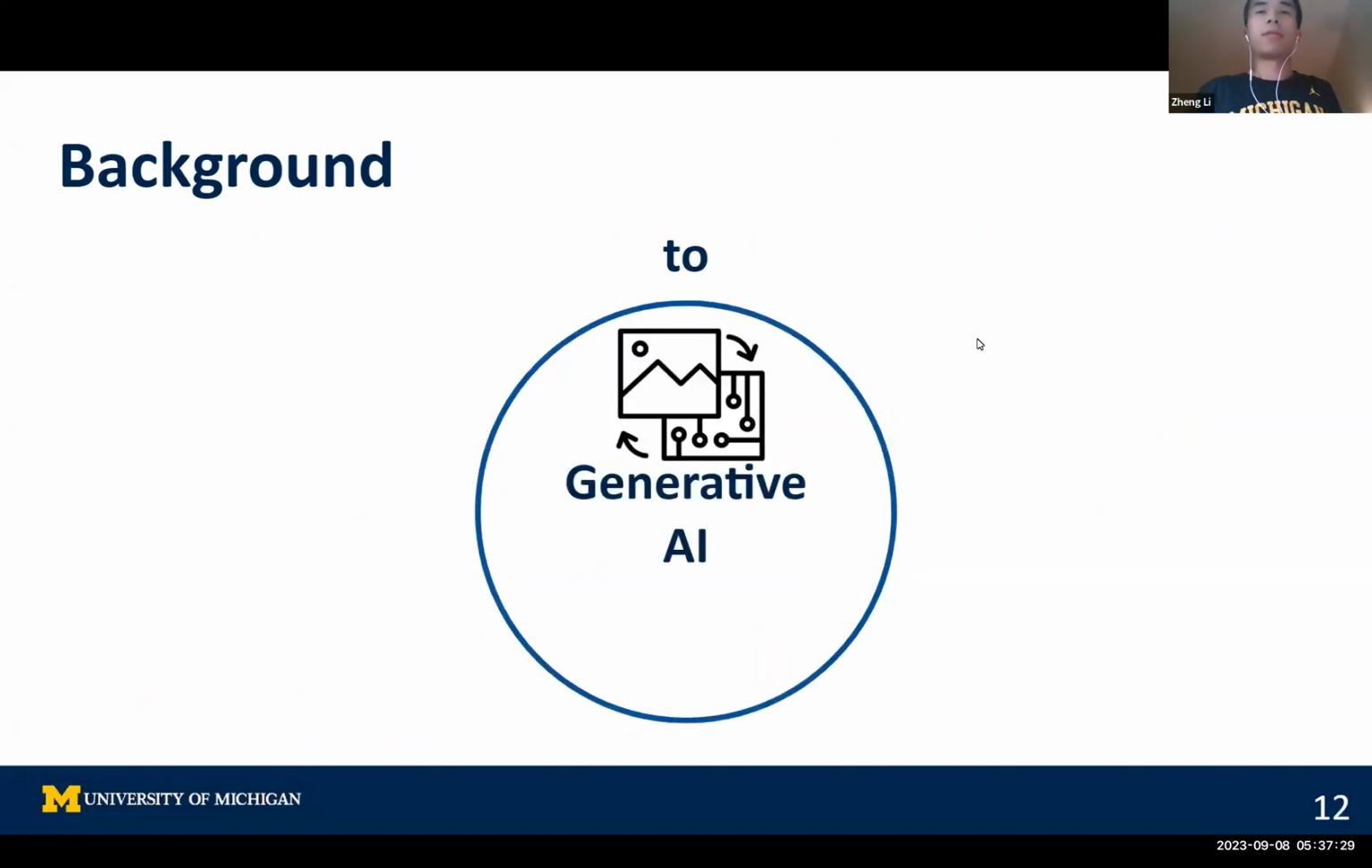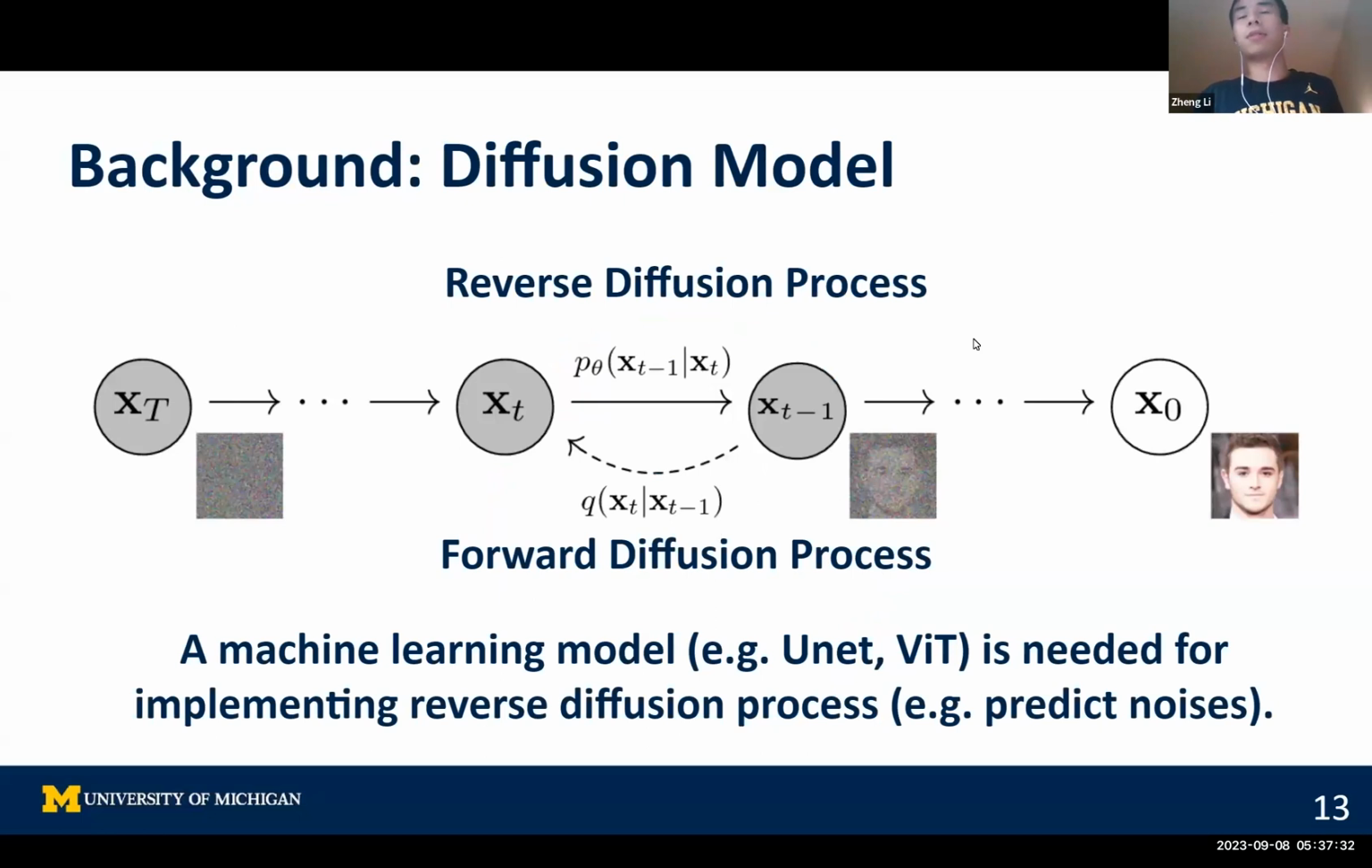For the generative AI part, the diffusion model is the most widely used generative model for text-to-3D generative AI. It basically involves two processes: the forward diffusion process and the reverse diffusion process. In the forward process, we gradually add noise to our training data. And in the reverse process, we train a neural network to help us predict the noise that we previously added to the training data, so that we are able to gradually remove the noise and recover the original training data.